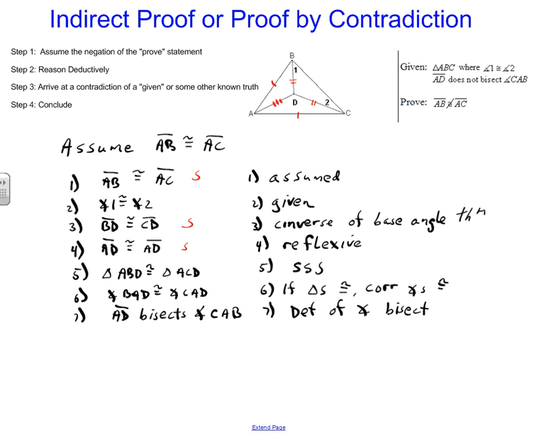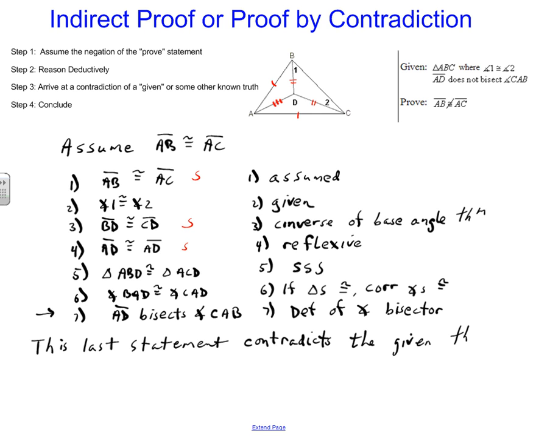Well, that contradicts something that's in the given. So here's my conclusion. I wrote, this contradicts something that's stated in the given above. That means, and I'm going to write this out as a clear conclusion: this last statement contradicts the given that AD does not bisect that angle CAB.